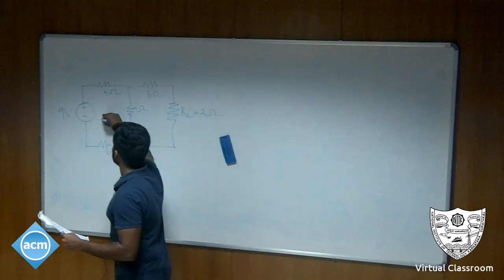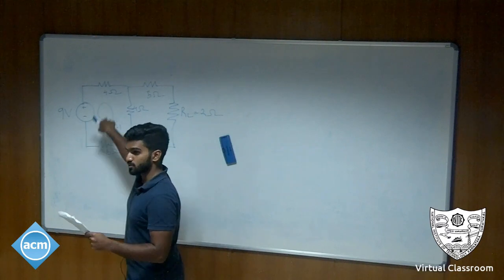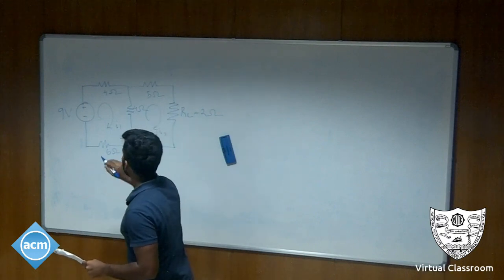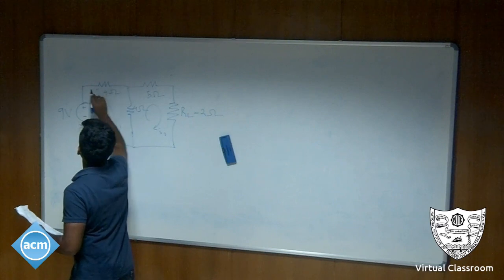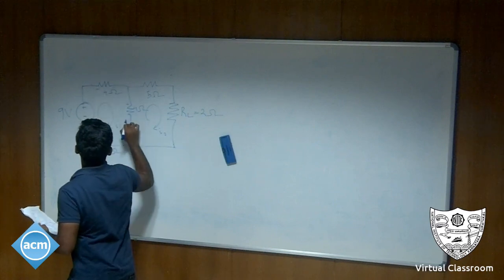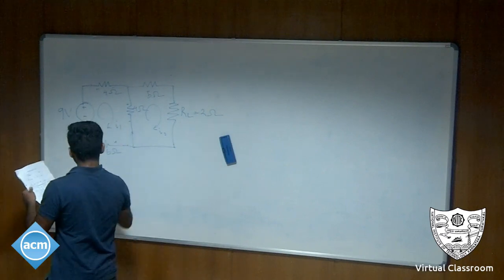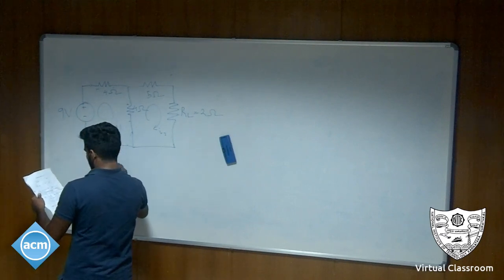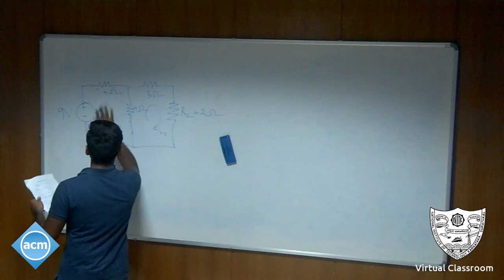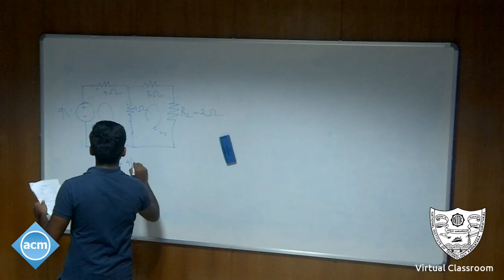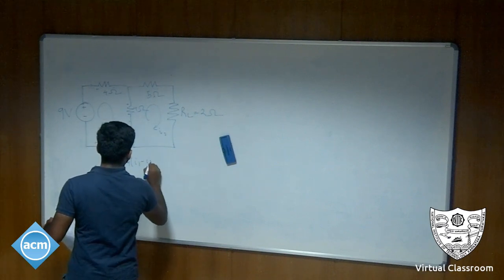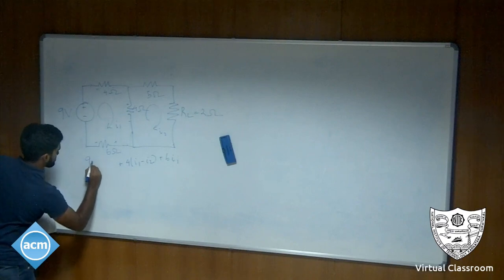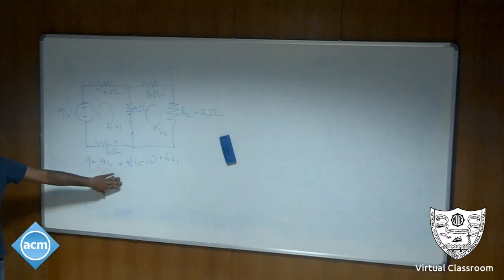So we'll analyze the circuit. There's a current I1 flowing through this mesh, and a current I2 flowing through this mesh. And so we apply the sign convention. The equation you get would be 9 is equal to 4 into I1 plus 4 into (I1 minus I2) plus 6 into I1. Is it visible to everyone? You see this?